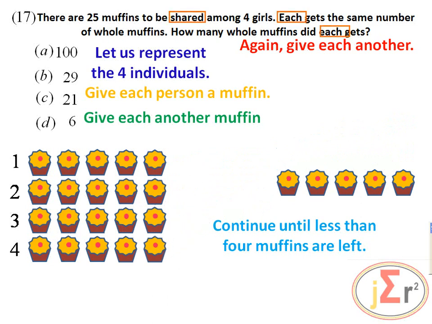Now, Jerry, is it possible to give each girl another muffin? Yes. All right. How do we know that we can give each girl another muffin? Because we have five muffins remaining, which is greater than 4. We are sure that each one can still get another muffin.